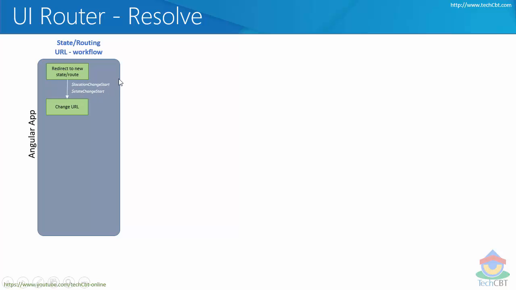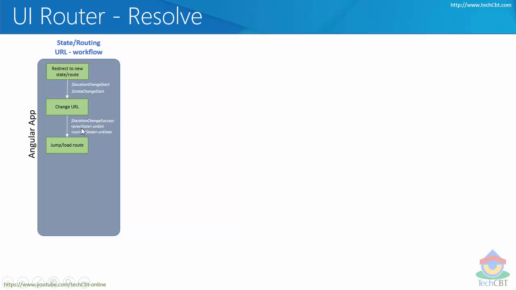So if you are already handling those events, you are going to see that those are getting executed the moment you have switched to a new state using your routing URL. Once these events are fired, then the browser actually changes the URL, and once the URL gets changed, 3 more events will be fired in a successive manner. That is, $locationChangeSuccess and previous state.onExit.